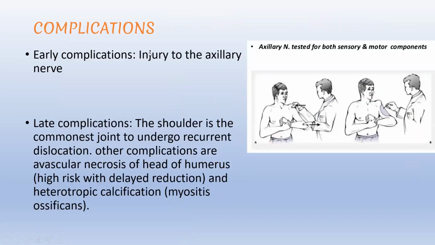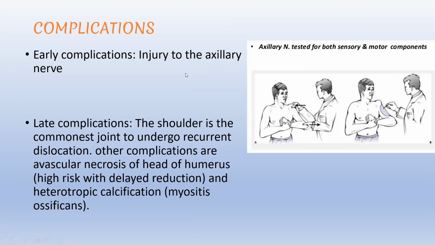Complications. Early complications: injury to the axillary nerve; and late complications. In early complication, injury to the axillary nerve results in paralysis of the deltoid muscle with a small area of anesthesia over the lateral aspect of the shoulder. The diagnosis is confirmed by asking the patient to try to abduct the shoulder. Though shoulder abduction may not be possible because of pain, one can feel the absence of contraction of the deltoid.